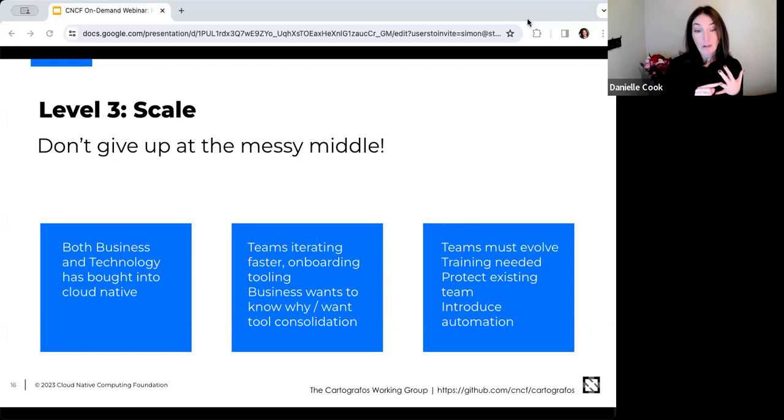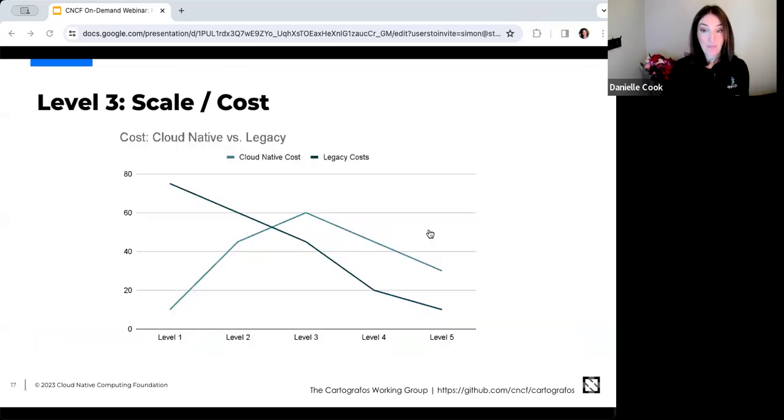You are going to have a proliferation of tools here as people decide, hey, I want to use this, I want to use that tool. And you might be using three tools to do a similar thing. You'll be spending a lot of money. It's not going to be cheap here, but it's worth getting here and getting through it. It's messy, but it's messy for a reason.